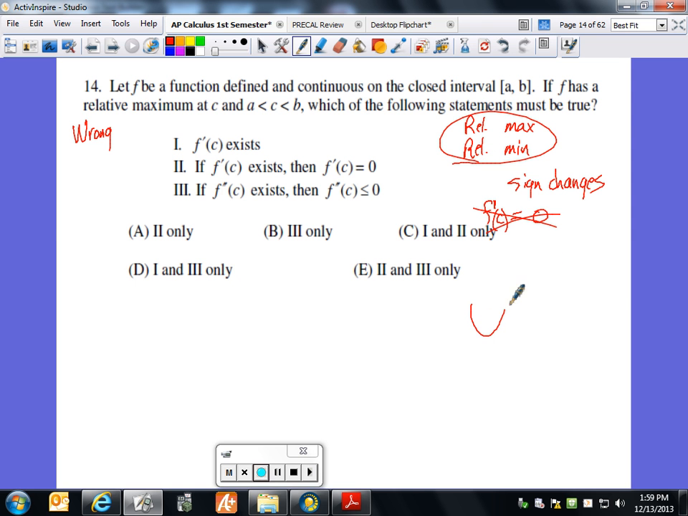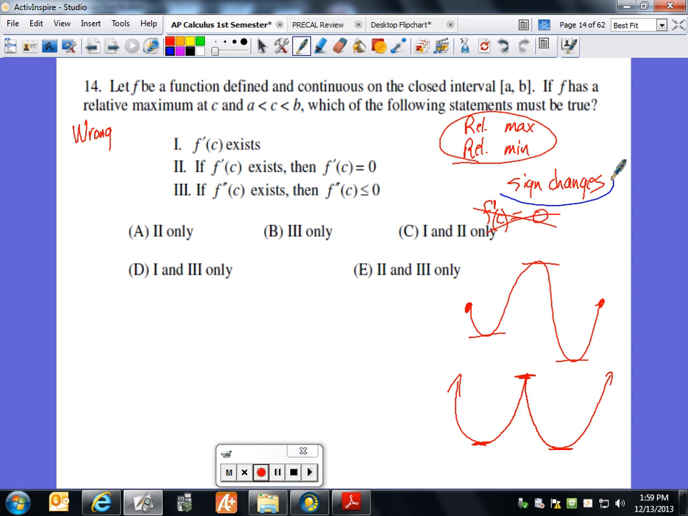So let's say that I have this function here. This is a relative max, this is a relative min, this is a relative min. But if I have this function where it's a cusp, then it goes down. This is a relative min, this is a relative min, and this is a relative max. The reason is that all you really need is sign changes. And you see the derivative goes from positive to negative here. Sign change to curve, there it is.